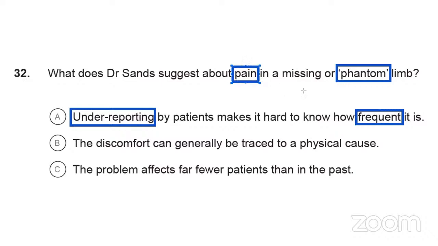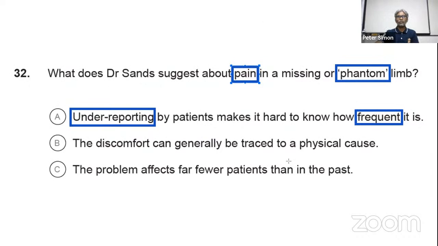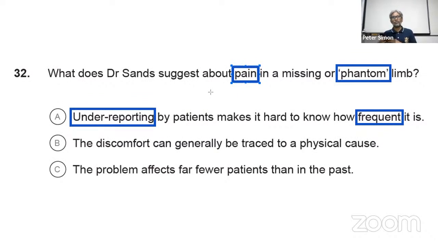Underreporting: pain is there, but you did not report it properly. Many people do not report to the doctors. So she is suggesting patients should report, then it will be easy to know the frequency. But people are not reporting. If they are not reporting, how will we know? It will be difficult for us to diagnose and identify the frequency of pain.